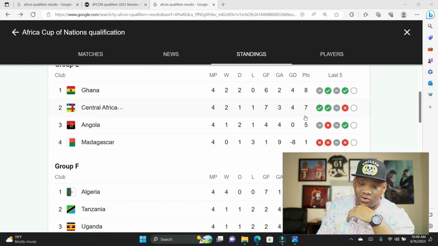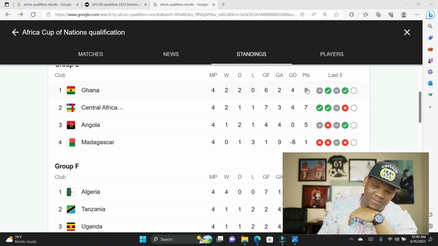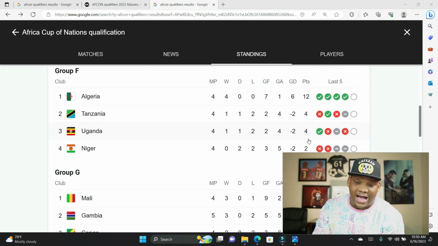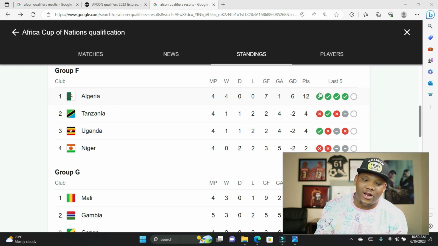They will be secure because Central Africa and Angola can still meet Ghana, but I don't think they will. I think Ghana is pretty much sure to go through. Now Angola still has a chance, but Madagascar is definitely out. They have no chance of going through anymore. Group F, Algeria, I can see they have 12 points. They won all their games. So Algeria is already qualified for the African Cup of Nations.